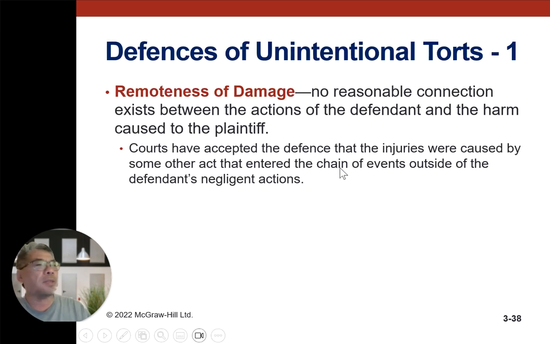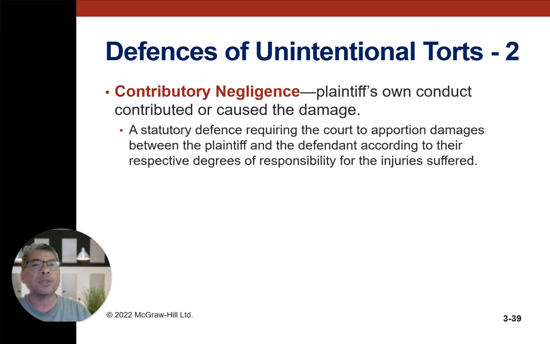The defenses for unintentional tort: one is remoteness of damage. No reasonable connection exists between the actions of the defendant and the harm caused to the plaintiff. Courts have accepted the defense that injuries were caused by some other acts or an intervening event outside the defendant's negligent actions. What is contributory negligence? What are the terms?